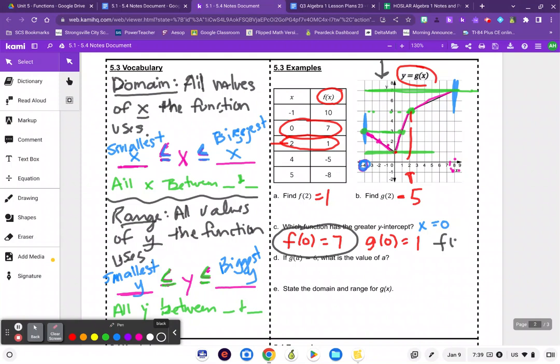And if it were to say, how do you know? This is my evidence. I'm showing you what the two outputs are so that I can show or prove to you that I've made the right decision. 7 is clearly larger than 1.